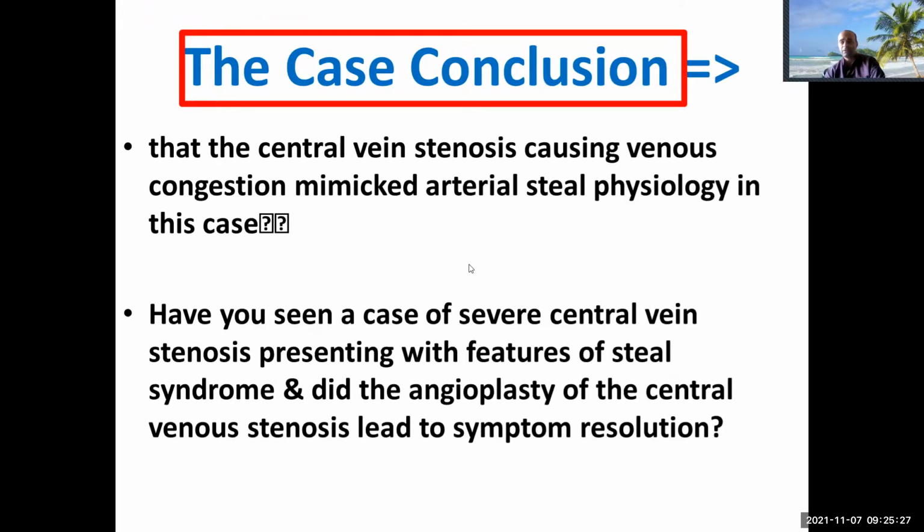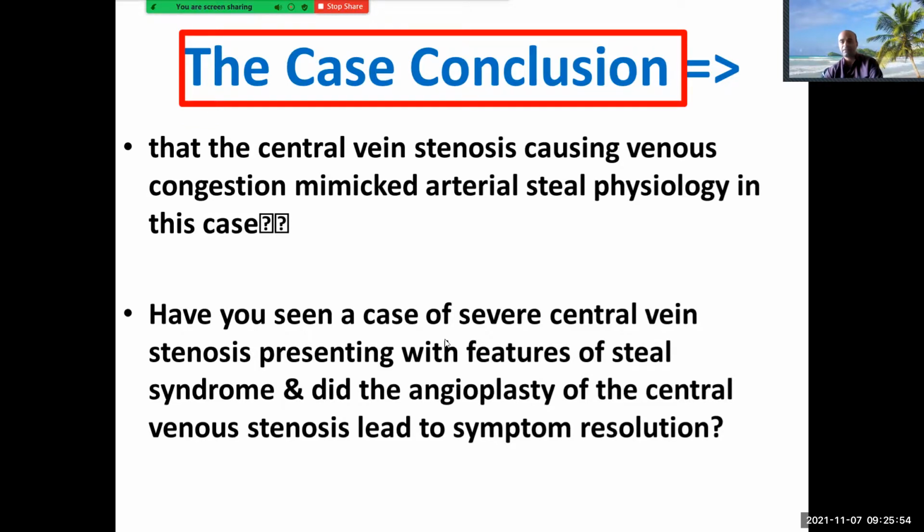The case conclusion is that the central vein stenosis caused venous congestion, mimicking arterial steal physiology in this case. Have you seen a case of severe central vein stenosis presenting with features of steal syndrome, where angioplasty of the central venous stenosis led to symptom resolution? This is all related to central vein stenosis, with a picture of steal syndrome.